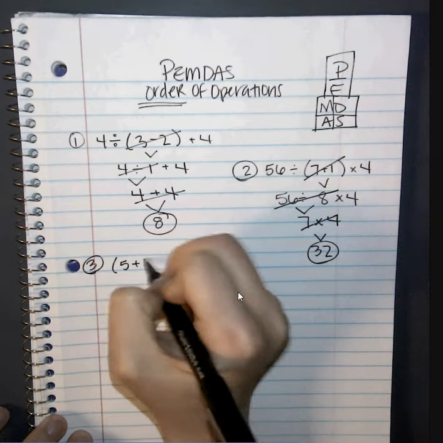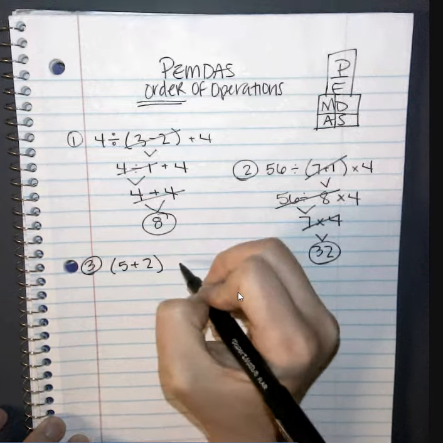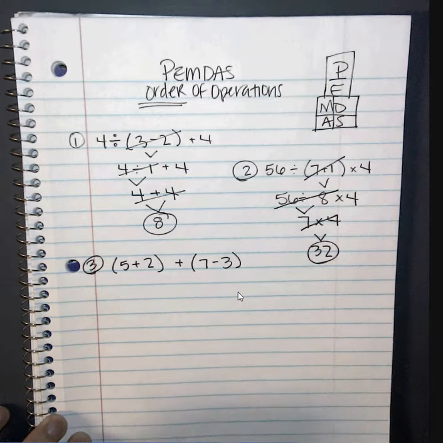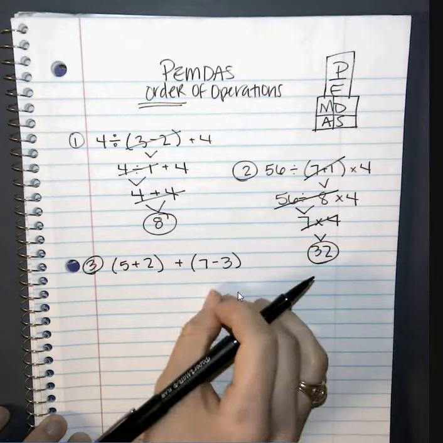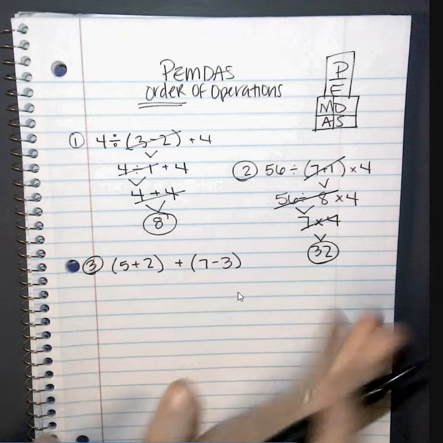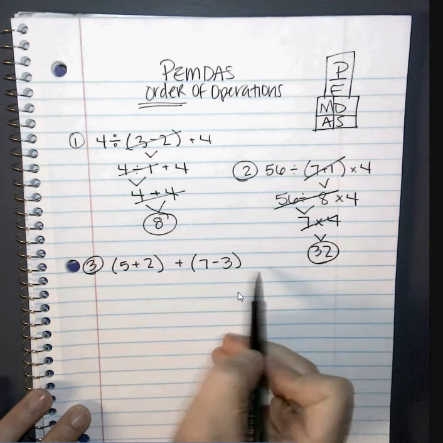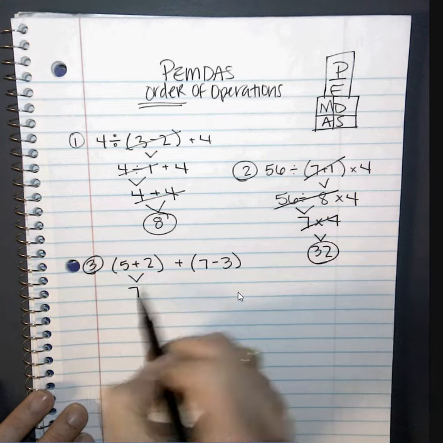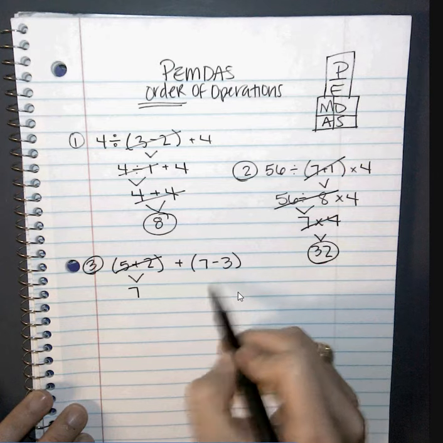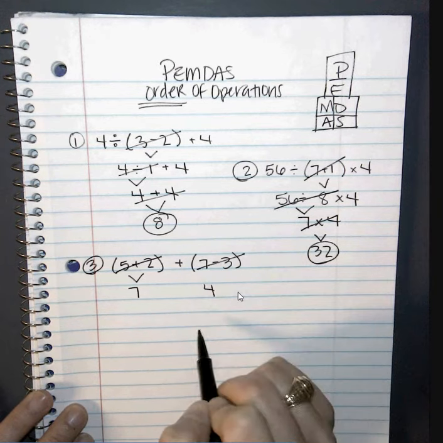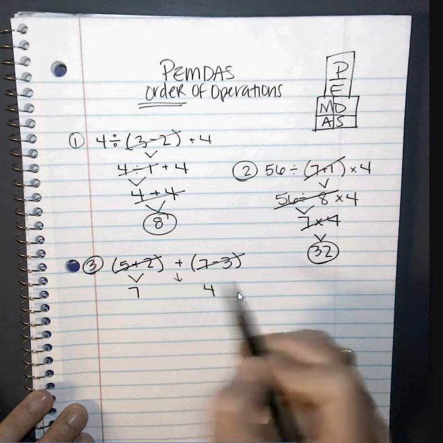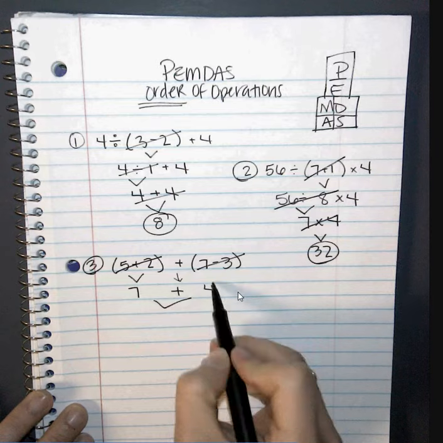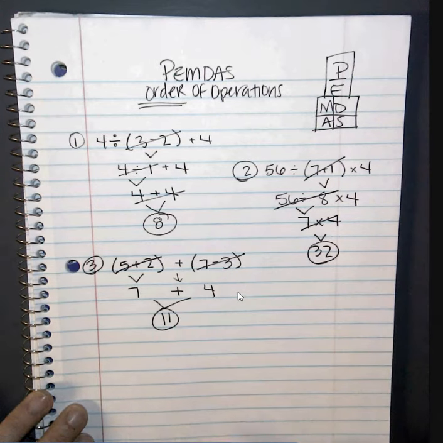This one I'm going to have you do 2 sets of parentheses. (5 plus 2) plus (7 minus 3). Okay, we're going to do the parentheses first, instead of trying to go across. So 5 plus 2 gives me 7. I'm going to cross that off. And 7 minus 3 gives me 4. Cross it off. Now I'm going to bring down my plus sign. So I have 7 plus 4: 7, 8, 9, 10, 11. 11 is my answer.